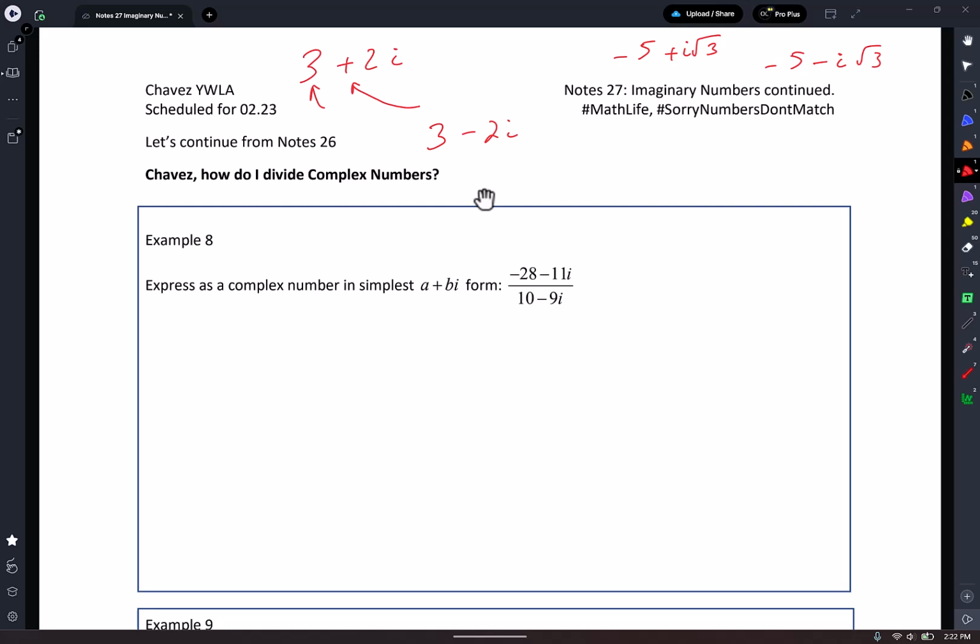So how do you divide complex numbers? You do a hack. You're going to multiply this by the conjugate of the denominator. So since that's 10 minus 9i, you're going to go 10 plus 9i divided by 10 plus 9i. When you do that, so let's see, negative 28 minus 11i times 10 plus 9i. So let's see, negative 28 times 10. I think that's negative 280.